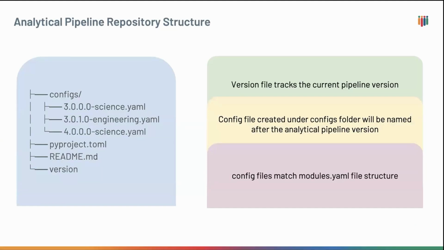So let's now take a look at how the new repositories are structured. Each analytical pipeline repository will contain a version file tracking the version of the current active analytical pipeline, and a configs folder that contains all configuration files, where each config file represents a specific pipeline version. The file name itself indicates the pipeline version, and within each file, there is a mapping of all modules used in that pipeline and their respective versions.